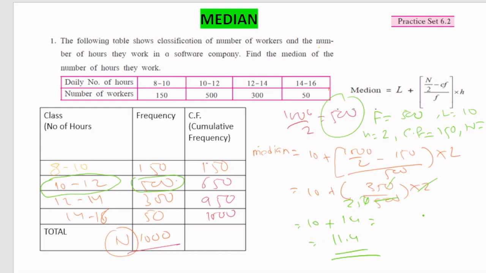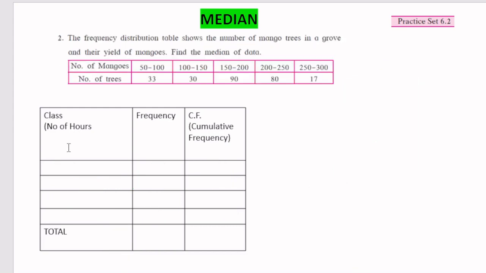Better than the mean, right? The only thing you have to analyze is the key factor, which is what is required in the median, and you will get the answer quickly. Let's do another sum, then you will be a champion. Let's do question number 2.